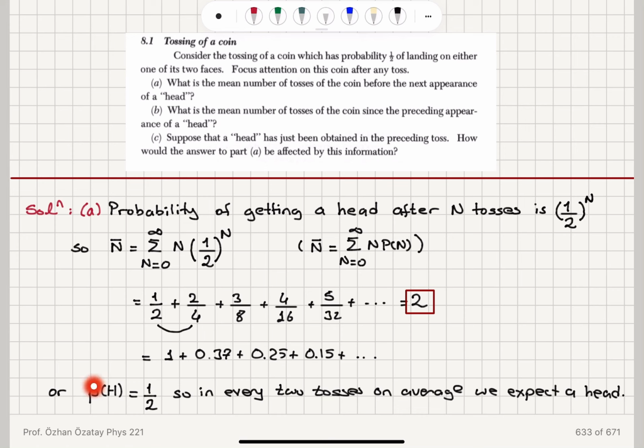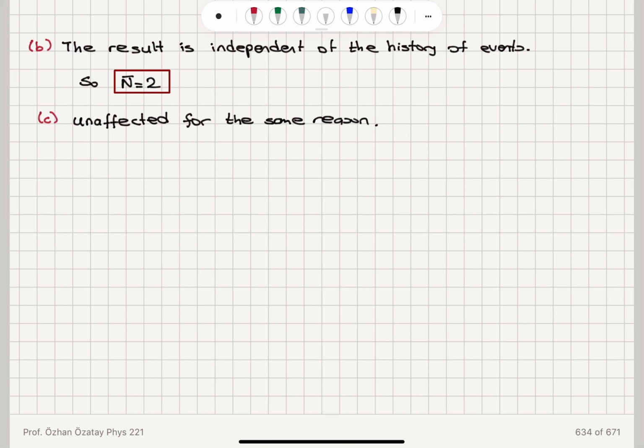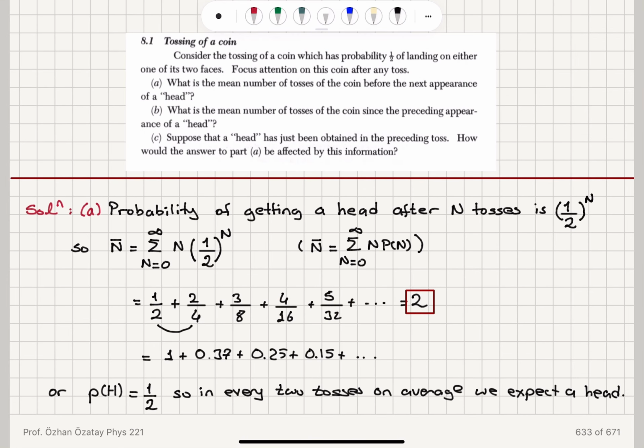Or we can say that the probability of getting a head is 1/2, so in every 2 tosses on average we expect a head. Part B asked us what is the mean number of tosses of the coin since the preceding appearance of a head. So a head just appeared. Now what is the mean number of tosses after that in which you will get a head again? The result is independent of these two events, so n bar is still equal to 2.